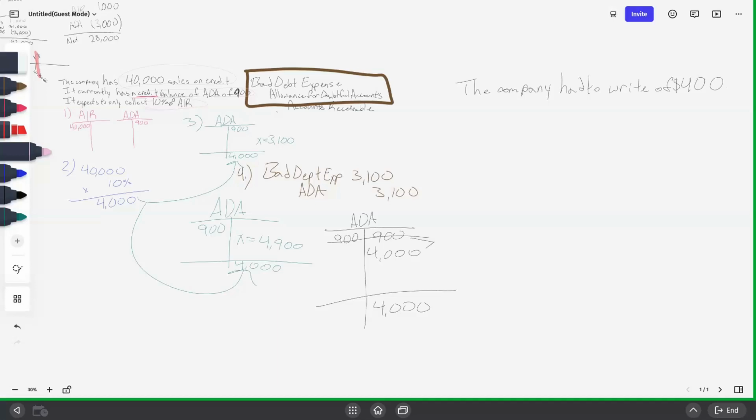So it's not a new account every year. At the end of the year, let's go forward, we'll say that 4,000 was for last year. Over the year, we had to write off $3,000. So you increased your ADA. We increased it. Okay, that makes sense.